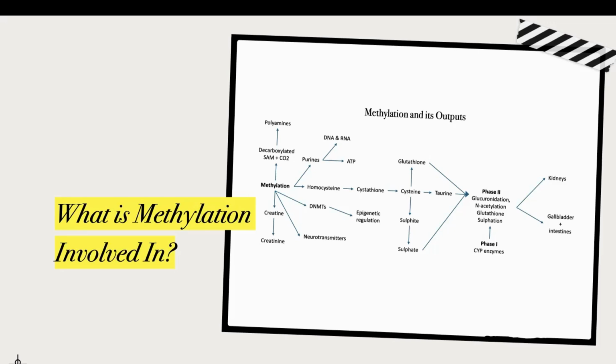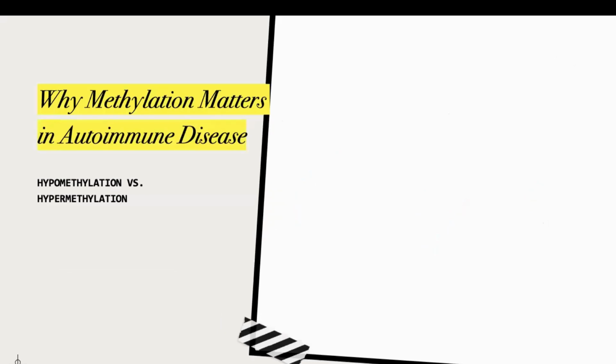Now, why does methylation matter in autoimmune disease? There are two key characteristics of methylation that we see in autoimmune disease. And that's hypomethylation and hypermethylation.